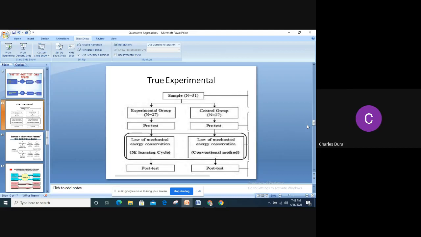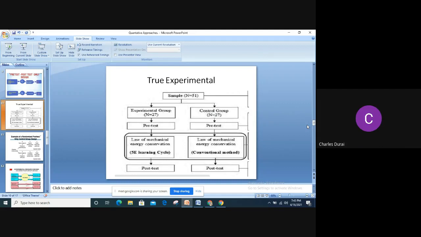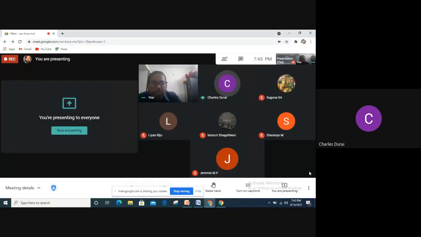Excuse me, sir. Sir, can I just raise a doubt, sir? Yeah, please. Sir, it's very clear what the interventional approach is. And when we come to the conventional approach, could you just give an example, sir? Do we use the same old method that is practiced in schools and colleges? I'm not able to fully understand what the conventional approach is.